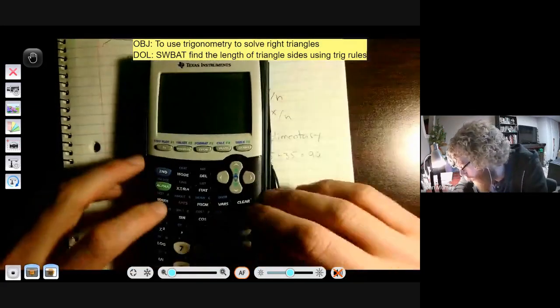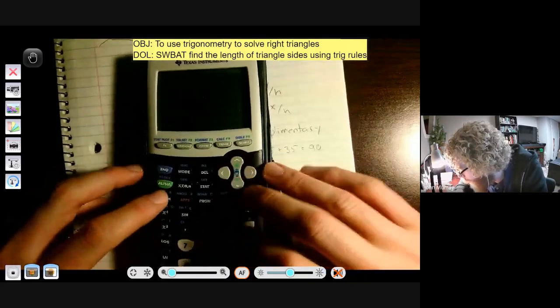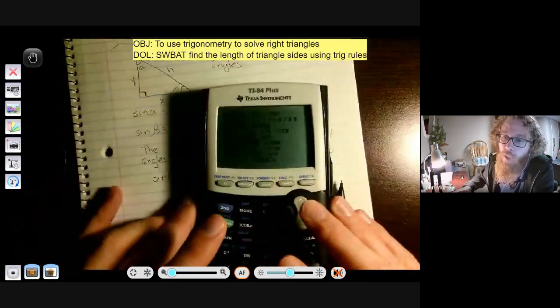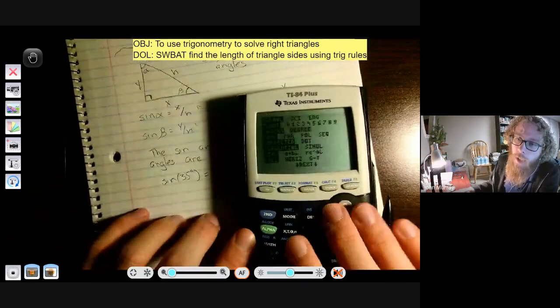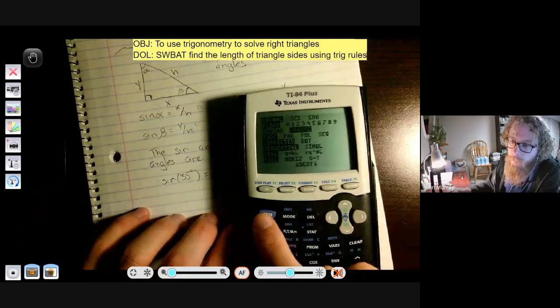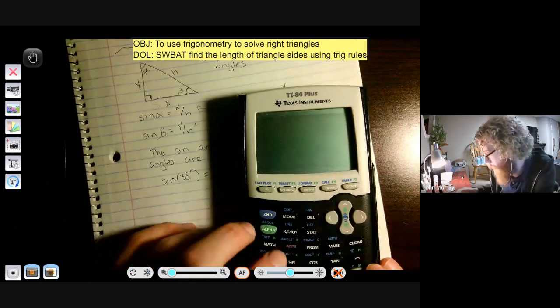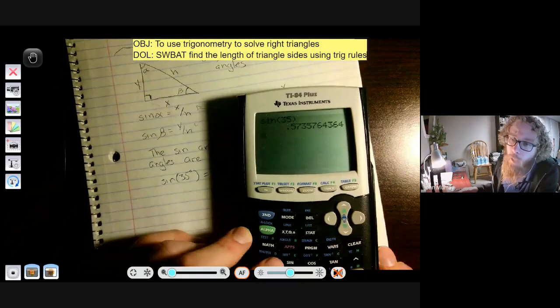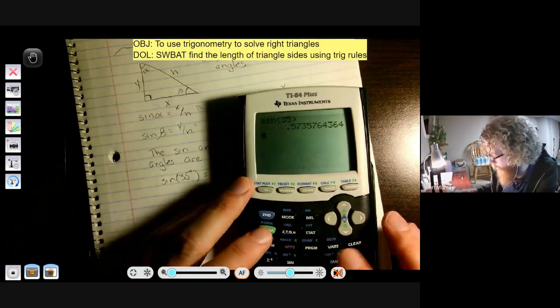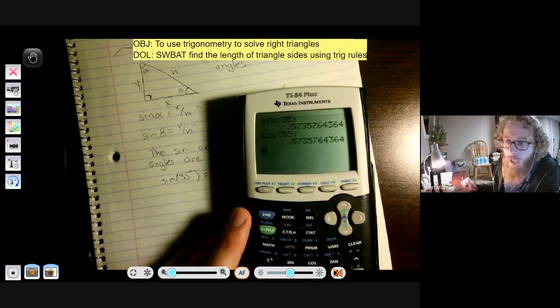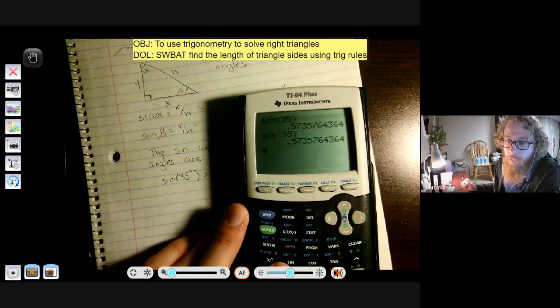So if you plugged it in, remember, anytime we're dealing with sine and cosine, make sure you're in the proper mode in your calculator. Right, so here I'm talking about degrees, so I want to make sure I'm in degree mode. So if I do the sine of 35, I get 0.57 whatever. If I do the cosine of 55, I get the same exact thing.